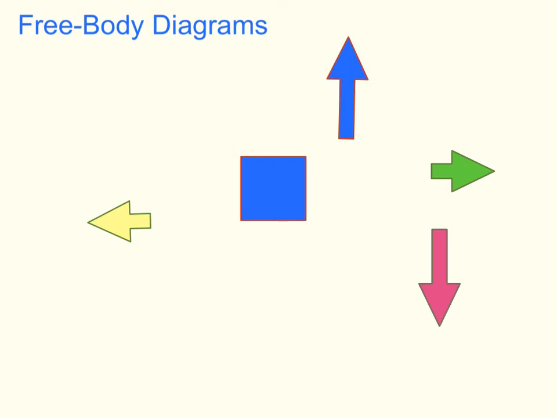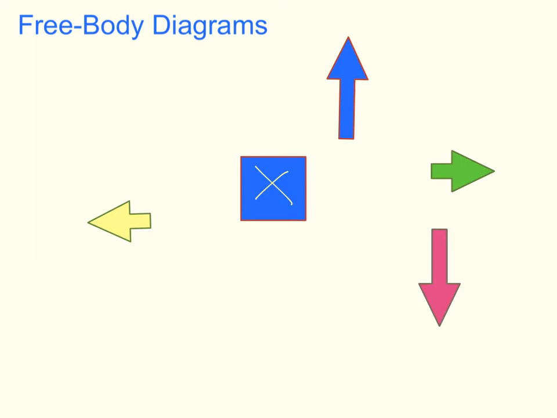So how do we keep track of forces acting on objects? We do that with something called a free body diagram. Whenever you're showing the forces acting on an object, you draw a free body diagram, and in the free body diagram, the object is always represented by a square or a circle. It makes drawing them much easier.